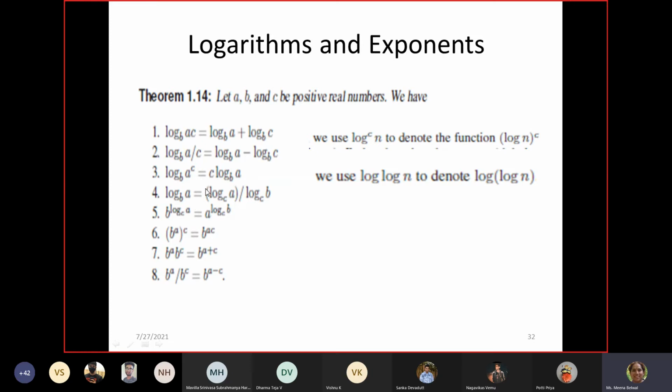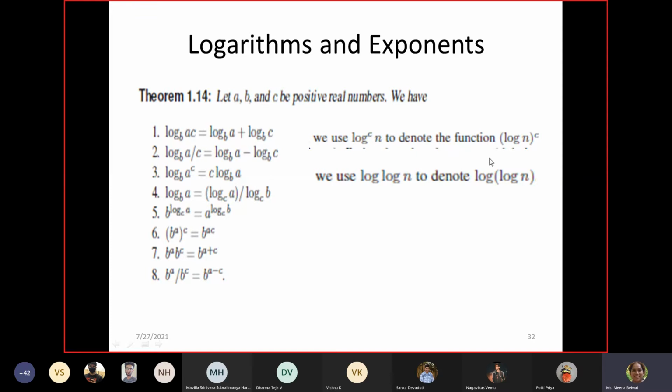We should not forget. Okay, another important notation. If I want to write log n whole to the power of c, right? Log n whole to the power of c, we represent it like this: log to the power of c n, to denote this function.